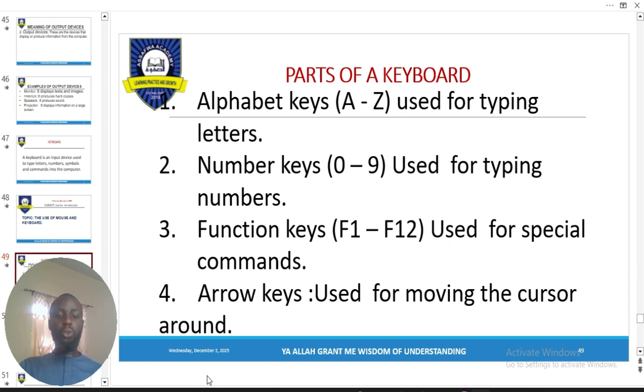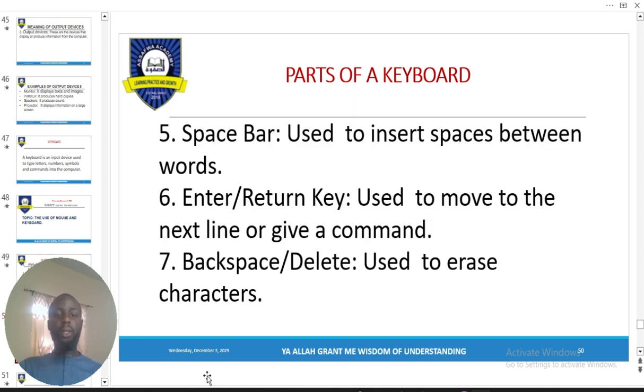We also have the arrow keys, which are used for moving the cursor around. Then we have the space bar, which is used to insert spaces between words. And the sixth, we have the enter or return key, which is used to move to the next line or give a command. And the seventh, we have the backspace or delete, which is used to erase characters.